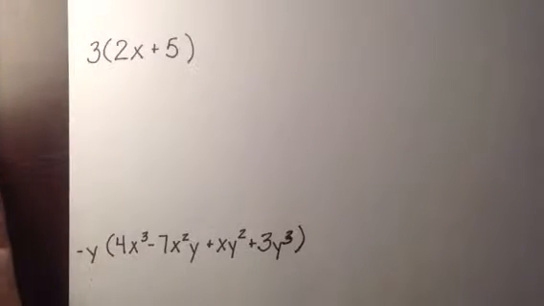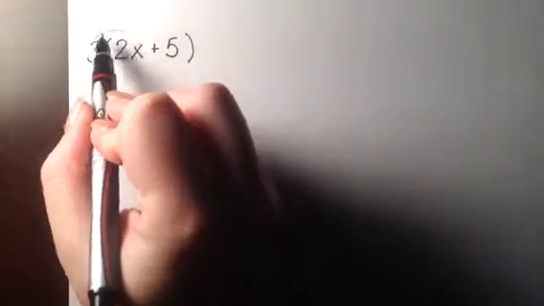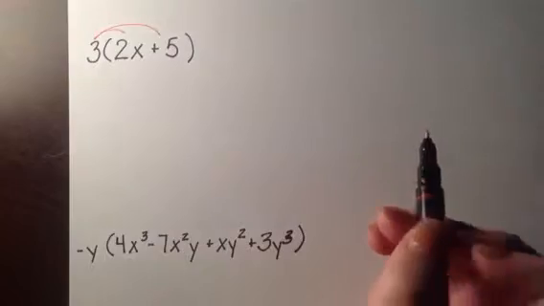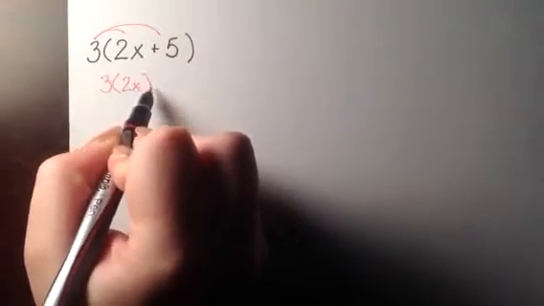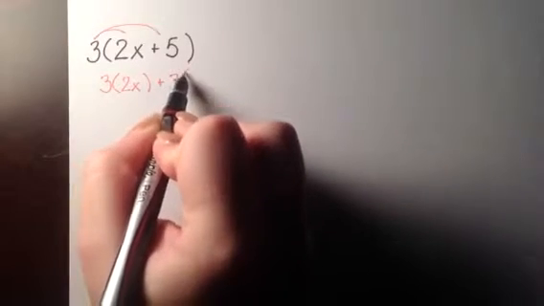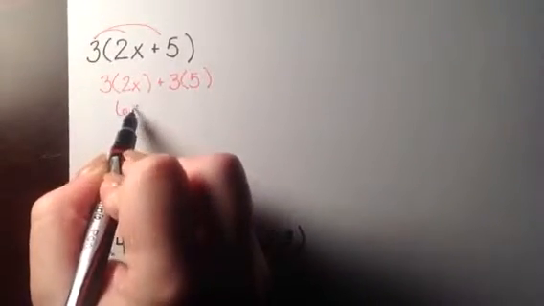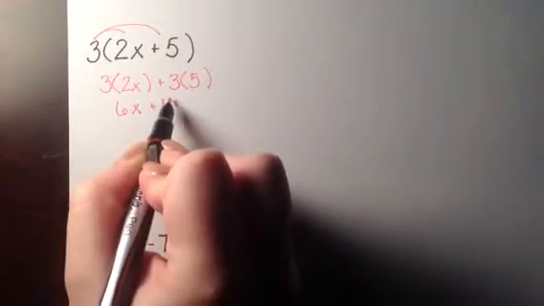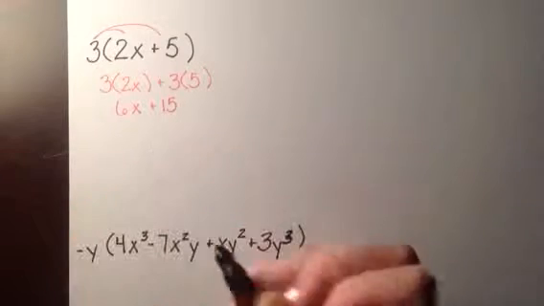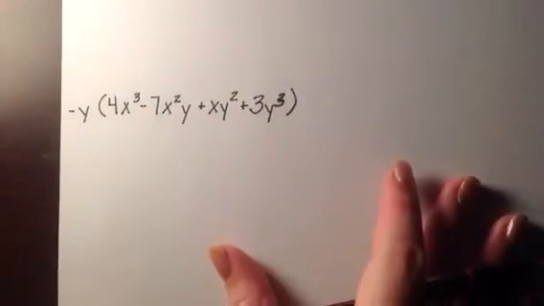When multiplying a monomial by a polynomial, we're going to use our distributive property. So I'm going to take this 3 and distribute it to the 2x and to the 5. So I'll have 3 times 2x plus 3 times 5. 3 times 2x gives me 6x, plus 3 times 5 is 15. There are no like terms here that I will be able to combine. Let's look at this next example.